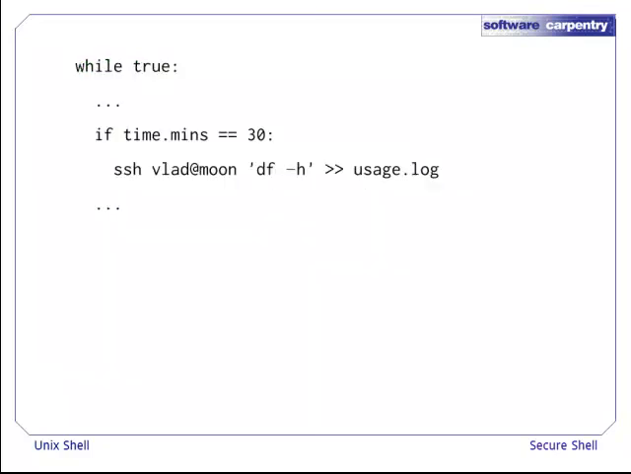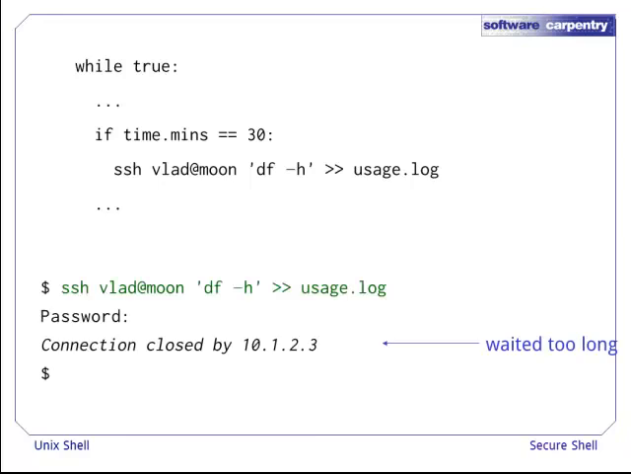Let's return to the example of saving a log of free disk space every hour. We can imagine putting this inside a loop that repeats every hour. But there's one thing that's still tedious. We have to type our password every single time, every single hour. And the remote computer will probably only wait for a short while for the password before assuming you're not there and giving up. We need to make this process fully automatic.